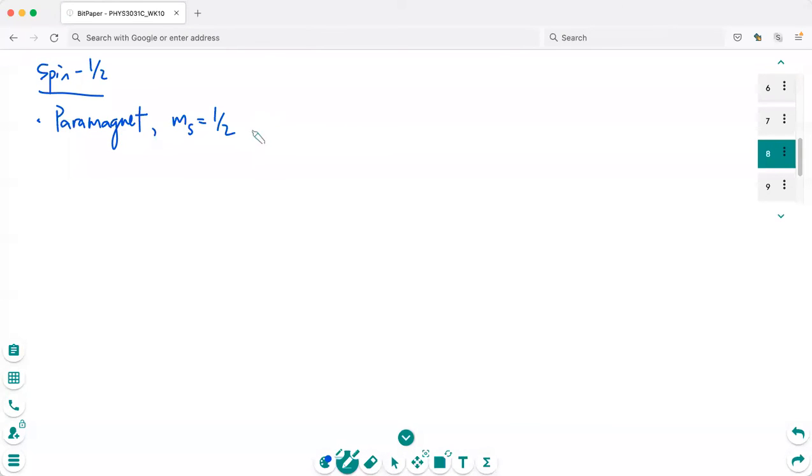Okay, so if you apply a magnetic field, let's say I need to apply some magnetic field to lift the degeneracy. Otherwise, I don't get my two-level system.